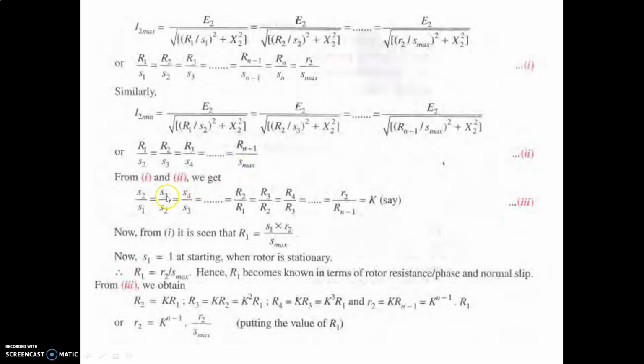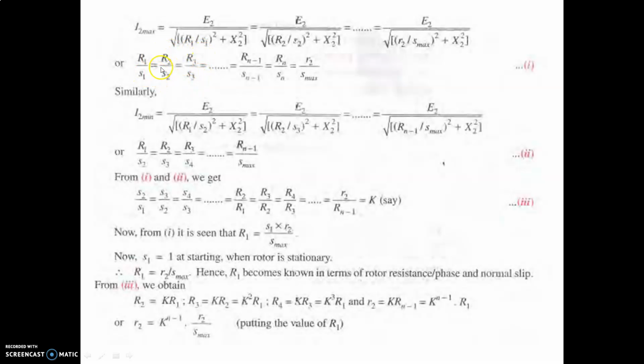Then from these equations, taking the cross multiplication of these two sets, we get S2 by S1, S3 by S2, S4 by S3 and so on. From this expression, S2 by S1 is equal to R2 by R1. That is, S2 by S1 is equal to R2 by R1.